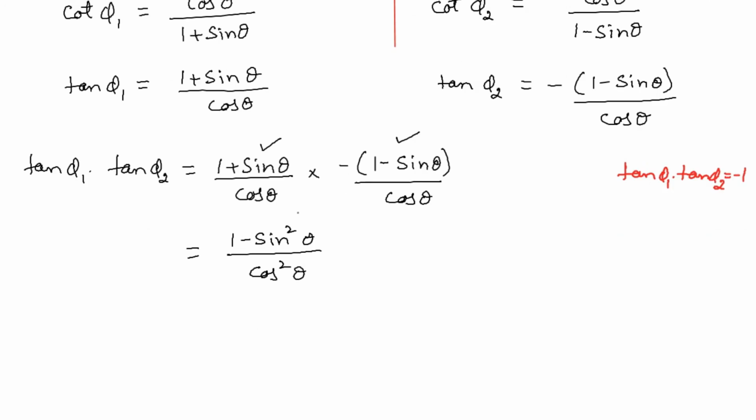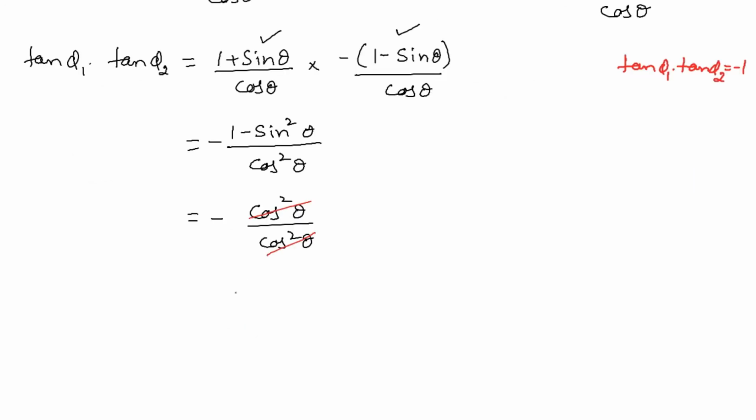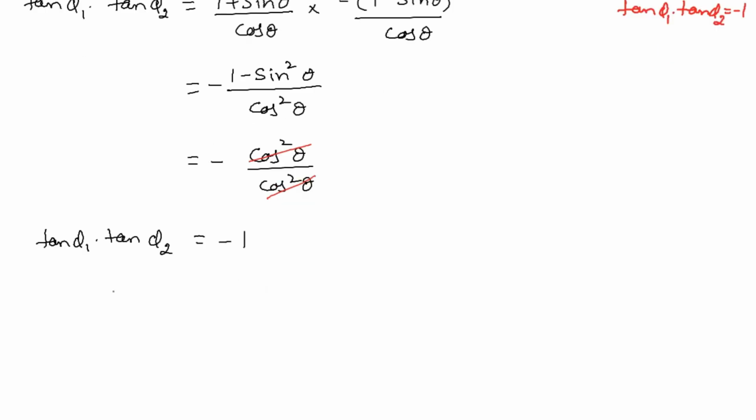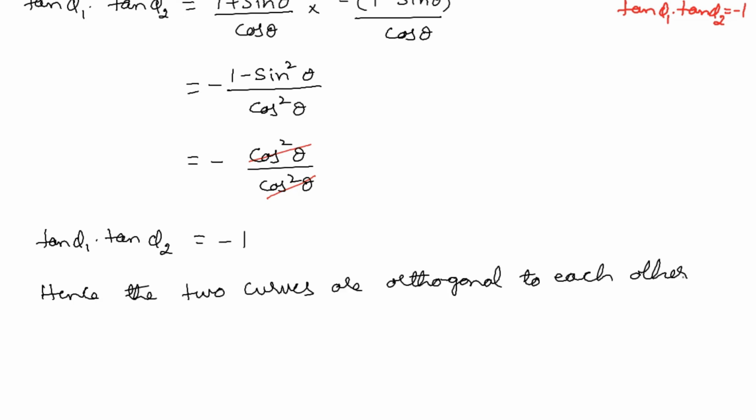And this negative sign that you have will remain as it is outside. So this will be equals to minus, 1 minus sine square theta is nothing but cos square of theta, whole divided by the denominator cos square of theta. You can cancel out this cos square theta and cos square theta and you're left with only minus of 1. So therefore we have got tan of phi 1 into tan of phi 2 is equals to minus of 1, which indicates that the two curves are orthogonal to each other. Hence, the two curves are orthogonal to each other. So that is the required solution.